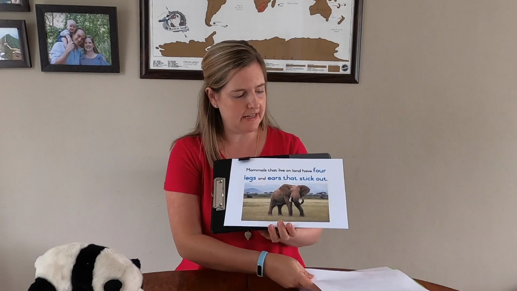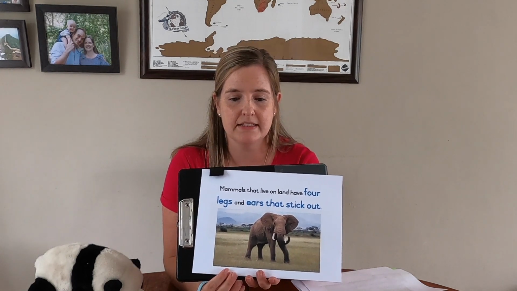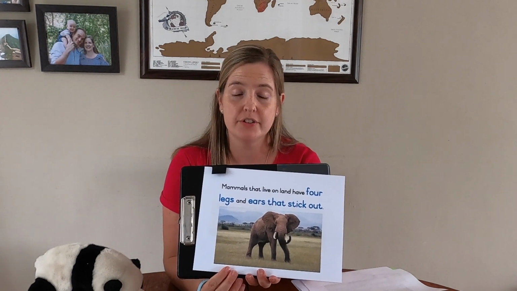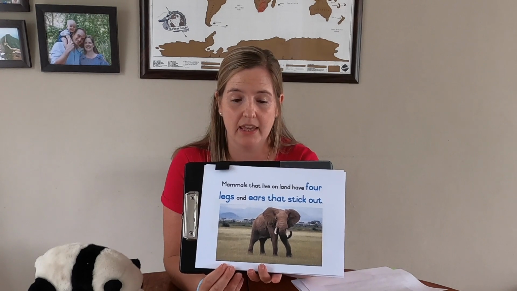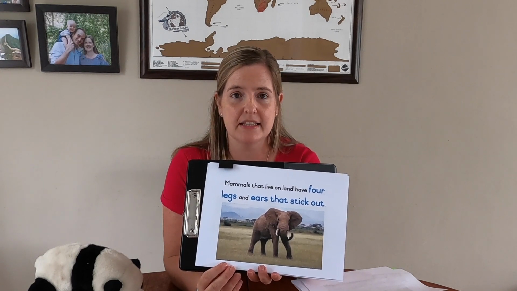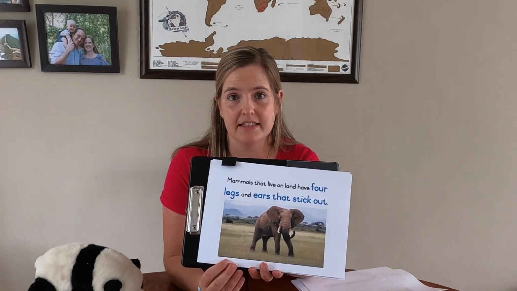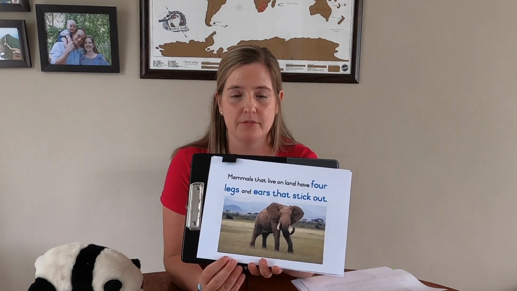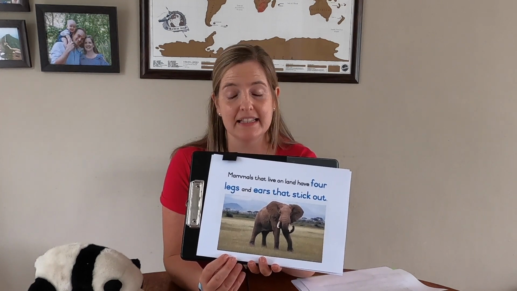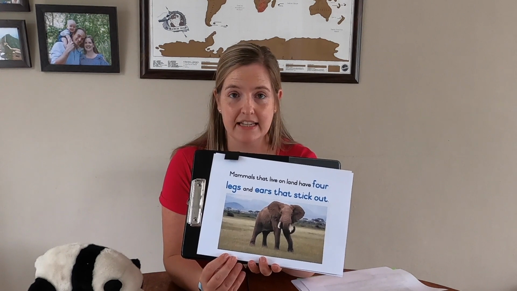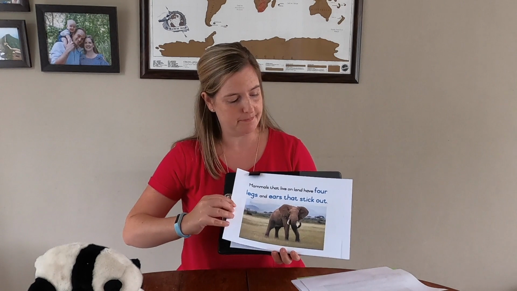Okay, another thing about mammals is that they have 4 legs. They live on land, most of them. There are some mammals that live in the sea, but we're going to talk about those on a different day. So today we're discussing mammals that mostly live on land, have 4 legs, and have ears that stick out. And here we've got a beautiful example of an elephant. Now the elephant obviously has big ears that stick out. He's got 4 legs and he lives on land, so he gets a thumbs up. The elephant is a mammal.